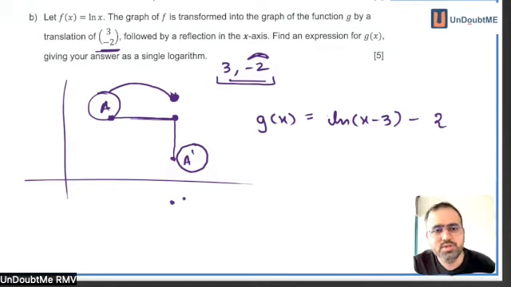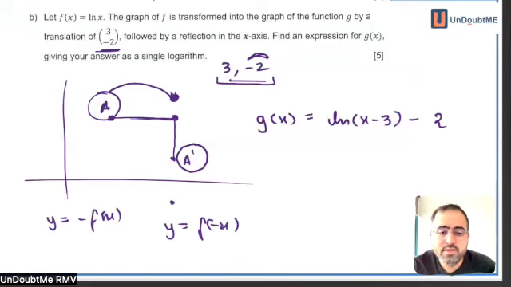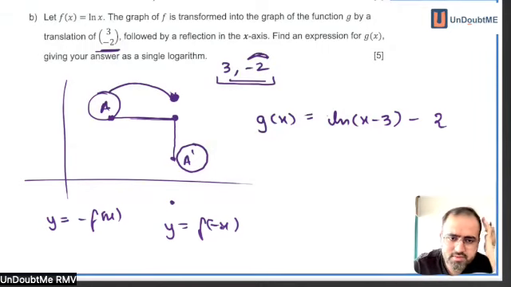What should I do for that? How do we find reflection in x-axis? There were two: y is equal to minus f(x) and y is equal to f(minus x). Which one was reflection in x-axis? So I think f of minus x. Anyone want the other? f of minus x.